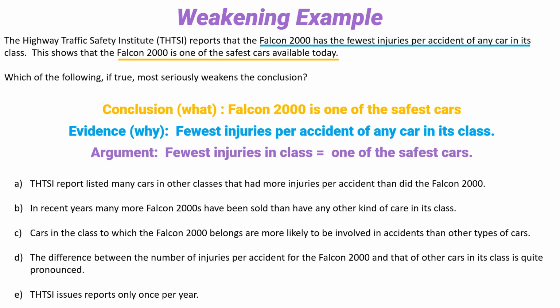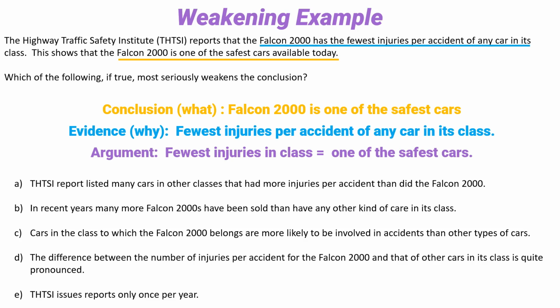cars on the road. All right, now what we just did, writing down the conclusion, evidence, and the argument is far and away the most important step. Now the question gets a lot easier. We're on a weakening question, so we need an answer choice that says something like, yes, it's the safest car in its class, but it's still not a very safe car overall. Let's see if we get an answer choice that says something like that.